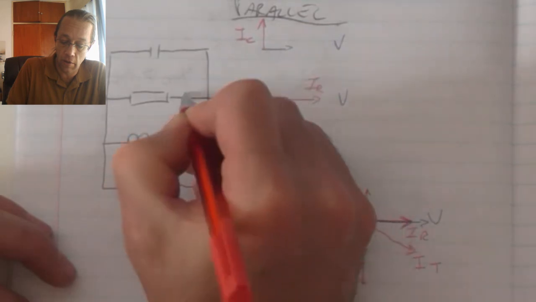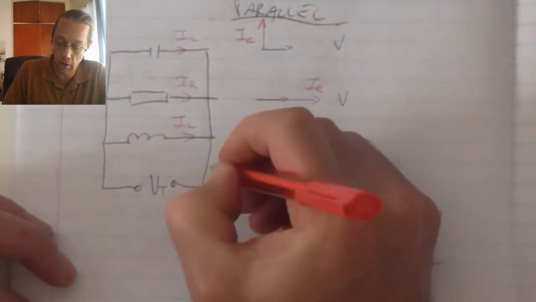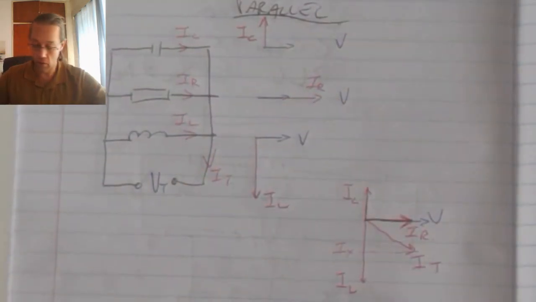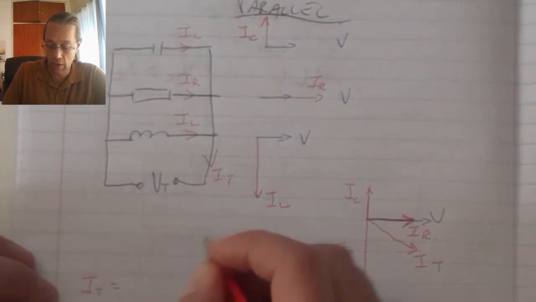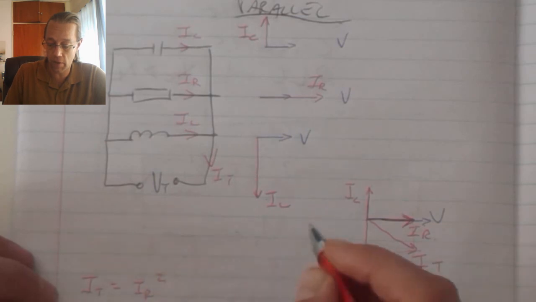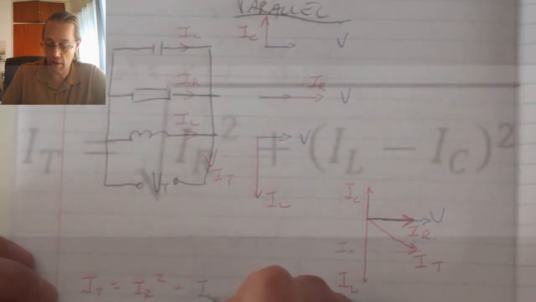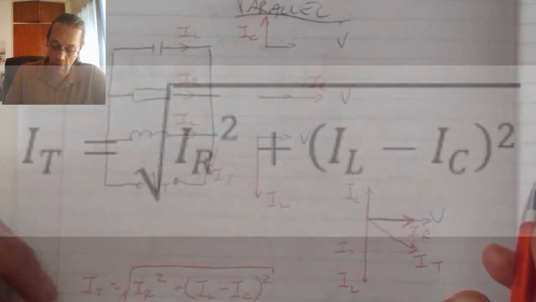So there I've got IL, there I've got IR, there I've got IC, and they all add together to give me my total current. In order to calculate, I total is equal to IR squared, resistor current squared, plus the difference between the inductor current and the capacitor current, both squared, and then that answer is rooted.